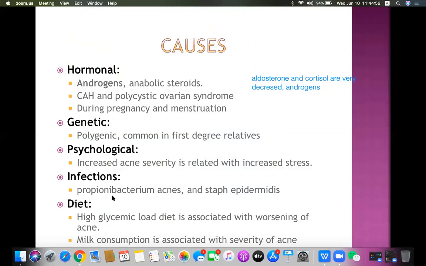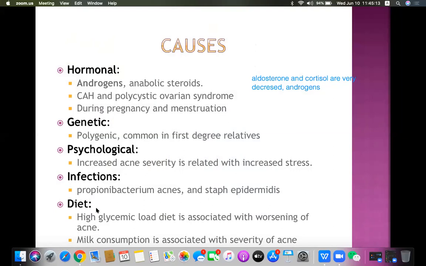Infections are other causes, like Propionibacterium acnes and Staphylococcus epidermidis. The first one is the more important bacteria. This is considered as a normal commensal, but when sebaceous glands are blocked, they can proliferate there and can lead to inflammation.